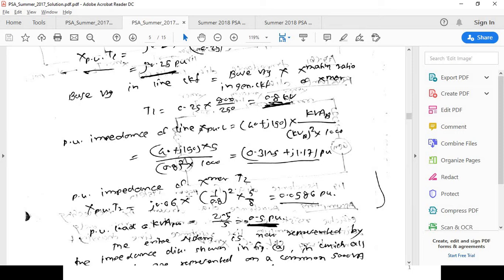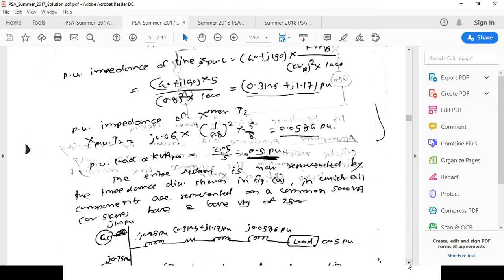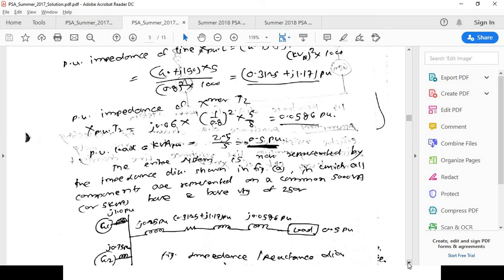Now per unit impedance of the transformer T2 is equal to j0.6 into 1 upon (0.8) squared into 5 by 8. It is 0.0586 per unit. So per unit load of kVA is 2.5 upon 5, that is 0.5 per unit. The entire system is now represented by the impedance diagram, because now you are having all the parameters in per unit value.